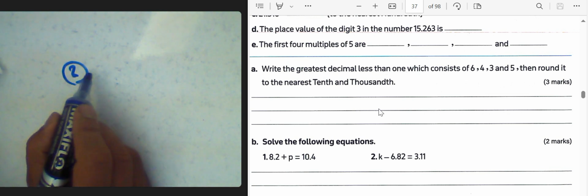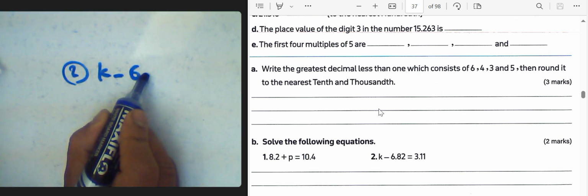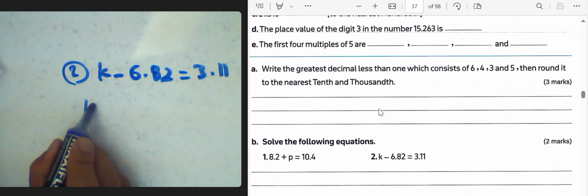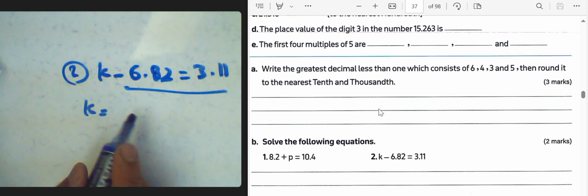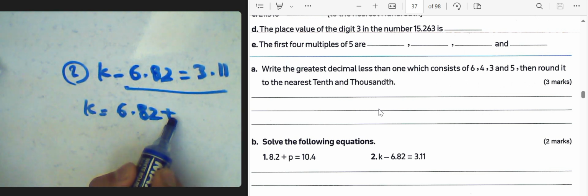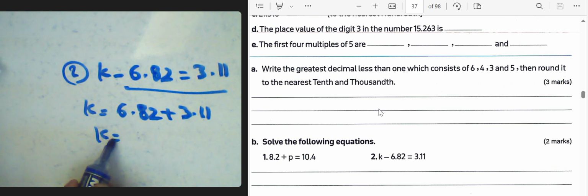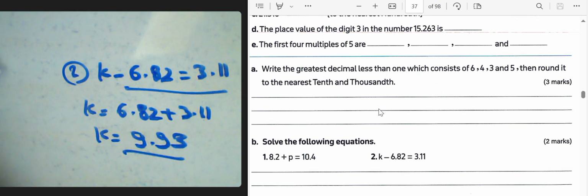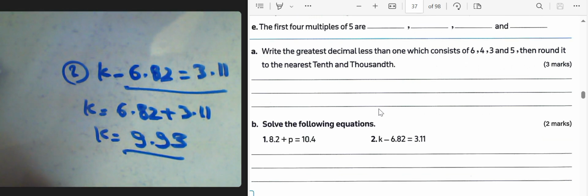Question letter B, number 2: k subtract 6.82 equals 3.11. We can find the value of k by adding the two numbers together: 6.82 plus 3.11. Then the value of k equals 1 plus 2 is 3, 8 plus 1 is 9, and 3 plus 6 is 9. That was question number 2.